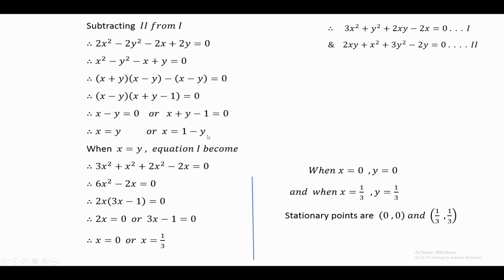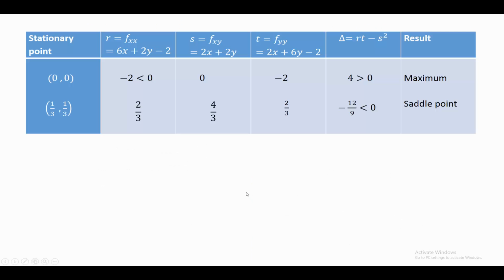Now when x equal to 1 minus y, put this value of x in equation number 1, we get the value of y is imaginary. For a stationary point, we require all real values. We get here an imaginary value, so this is not a stationary point. So we get only two stationary points, and at these two points, check the nature of the roots.